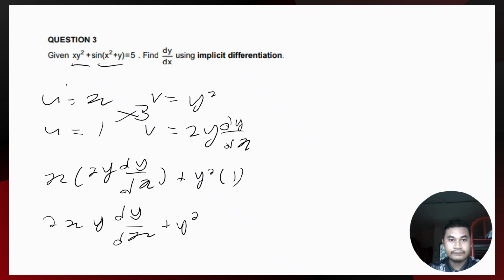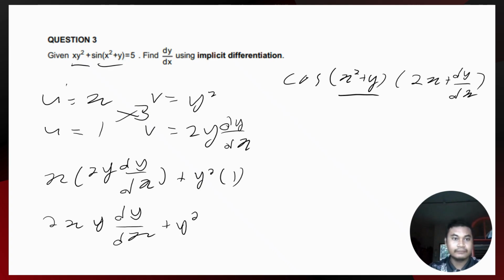For the second term, we use the chain rule: we differentiate sine first and differentiate the inside of the bracket later. When we differentiate sine, we get cosine, which is cos of x squared plus y. Then when we differentiate the term inside the bracket, we get 2x plus dy over dx.